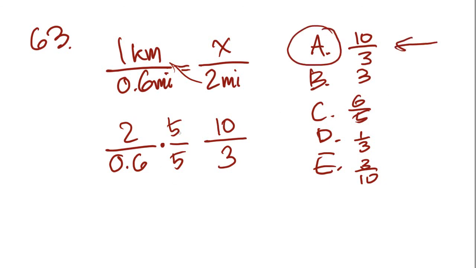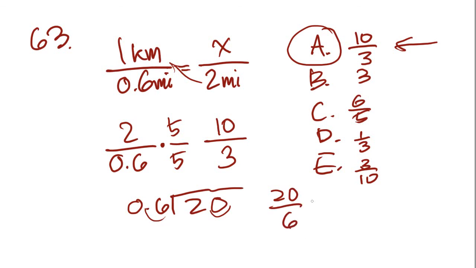Another way that you could have done this is to just go ahead and divide it and see what you get. If you actually tried to divide it, the first thing you would notice is you move over the decimal 1 point, right? And suddenly you have 20 over 6. And then you just simplify that and you would get 10 over 3. So either way, whichever one you're more comfortable with, they'll get you the same answer, which is answer choice A. But that's how number 63 is done.